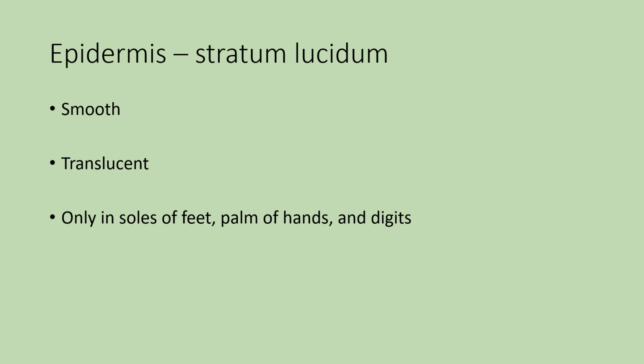The stratum lucidum is that extra layer that's only found in the palms of the hands, soles of the feet, the digits, areas that get a lot of wear and tear. They kind of need that extra layer of protection. It's very smooth, it looks translucent.